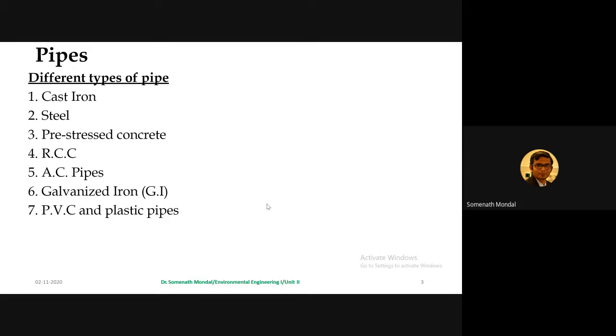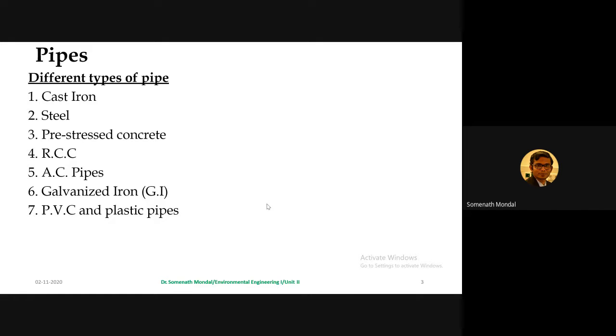So next is the steel pipes. Fine. And then comes your pre-stressed concrete pipes. This is also another important type of pipe, but this is very state of the art. Earlier days these pipes were not there. Next is RCC pipes, so that is the conventional reinforced cement concrete pipes. Then comes asbestos cement pipes, AC pipes, galvanized iron pipes, and then we have the PVC and plastic pipes, which are gaining a lot of popularity these days, and you will see mostly these kind of pipes.